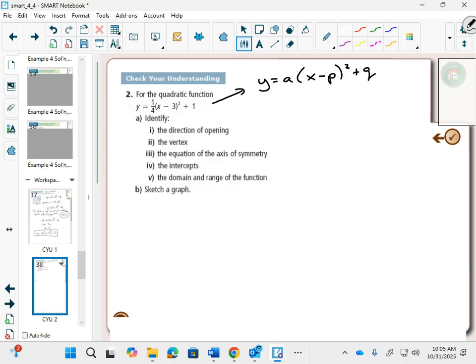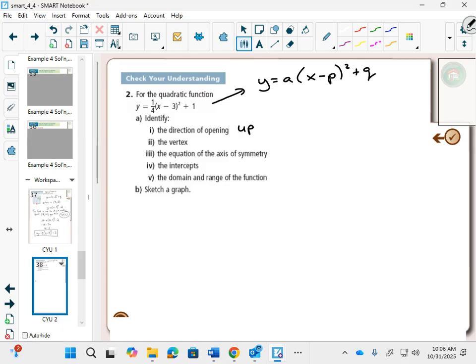Quadratic function. They want us to answer these questions. And because it's in the a(x − p)² + q form, standard form or vertex form, this becomes really easy. First of all, direction of the opening. Do you think it opens up or opens down? Opens up. And you can tell whether it opens up based on the a value. Positive opens up. Negative opens down.